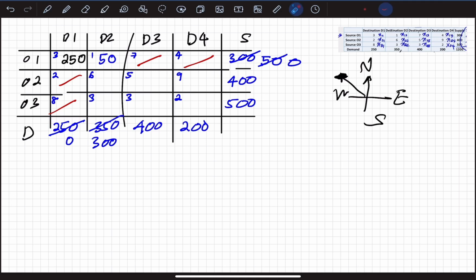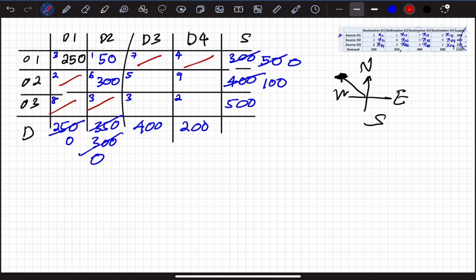For the next cell here, we need to compare whether 300 or 400. The minimum is 300, so we'll fill up 300 here. So this one is already satisfied. This one we use 300, and the balance is 100. The demand at D2 is already satisfied.